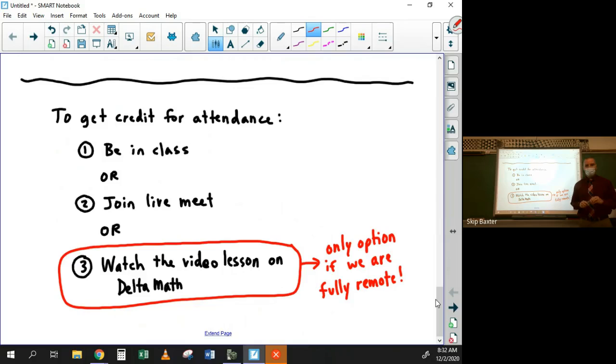So it's definitely a change from before. It makes it a little less work for most people who have been emailing me and telling me that they're watching the video. And if you've just been joining the live meet in the normal hybrid model, you can just keep doing what you're doing. Nothing's changed.